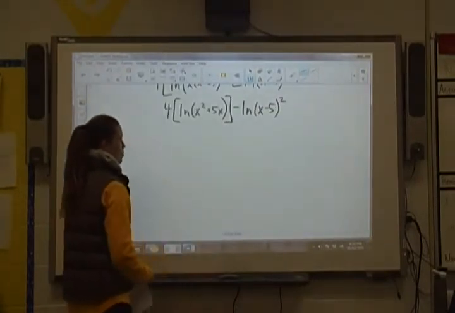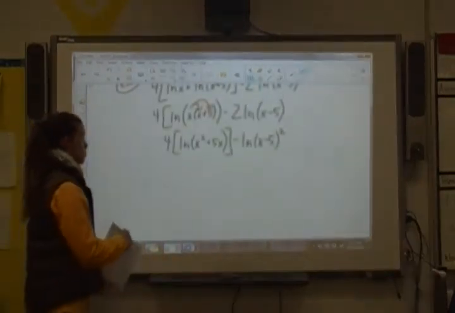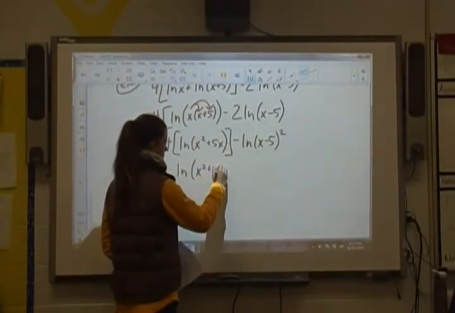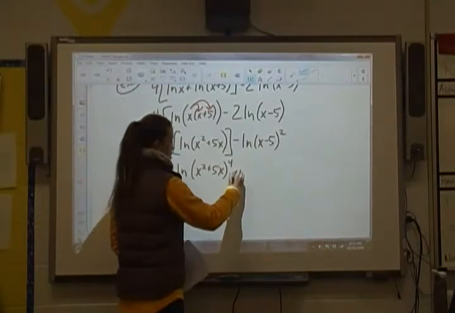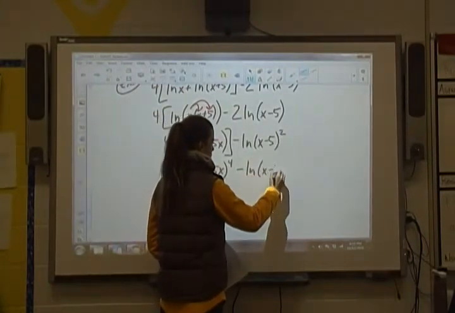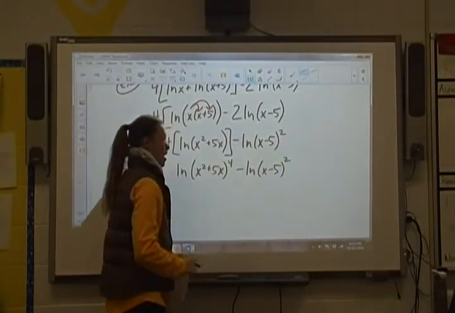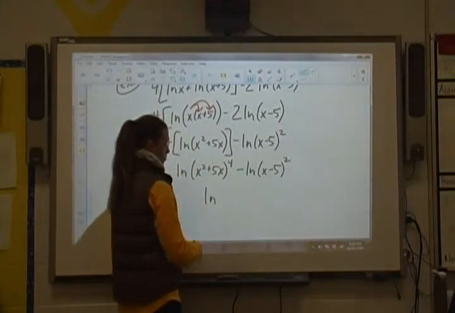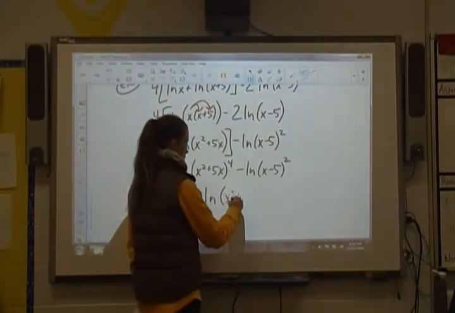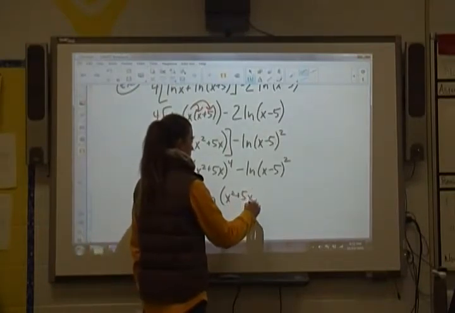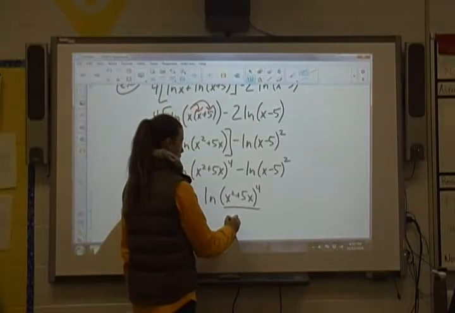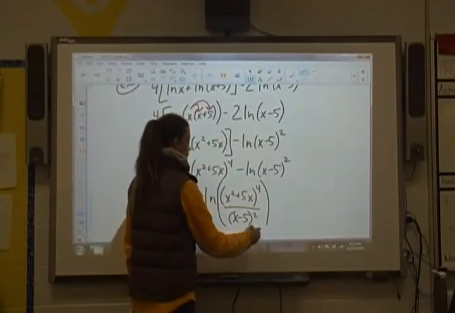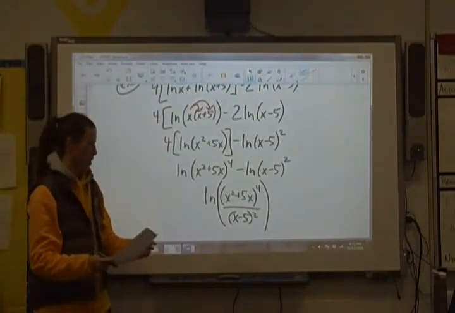Now I'm ready to give that 4 to what's left here, so natural log of x squared plus 5x to the 4th power, minus natural log of x minus 5 to the 2nd power. And the subtraction sign is going to let me move this into one natural log with x squared plus 5x to the 4th power over x minus 5 squared. And that is the entire natural log problem.